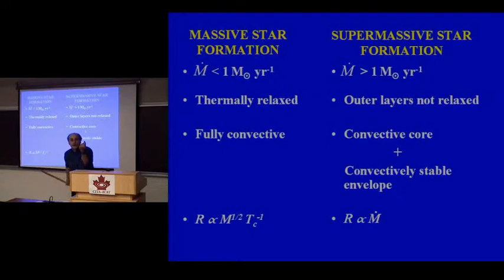Supermassive star formation: stars more massive than about 1 million solar masses require much larger accretion rates. Their outer layers are never relaxed, and so they must have a structure which has a convective core and a convectively stable envelope, which I'll talk about shortly. The radii of such stars do not depend on the mass of the star, but depend on how fast it's built up.